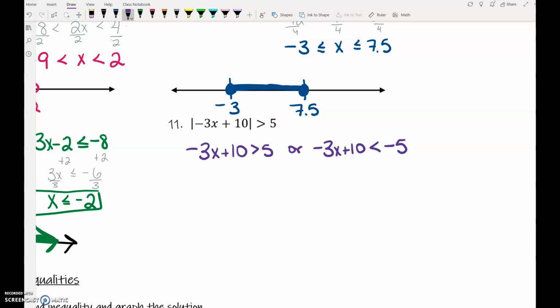Okay, on your own, solve and graph both of these. I'm going to keep the video running for those of you watching the video, with a lot of noise in the hall, apparently.